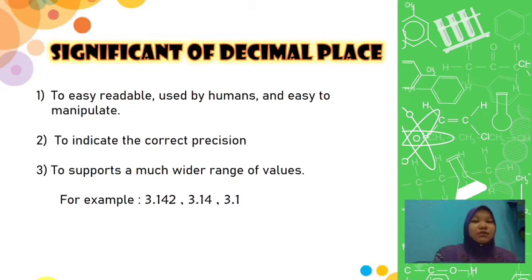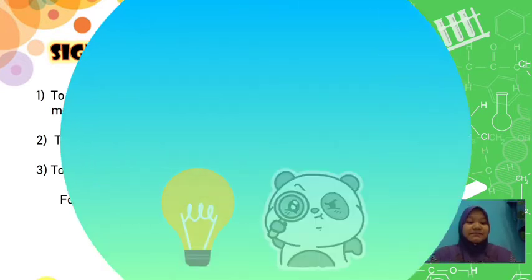Okay, now we will look at the significance of decimal places. First, it is easily readable, used by humans, and easy to manipulate. Second, it indicates the correct precision. And third, it supports a much wider range of values. For example, we have 3.142, 3.14, and 3.1. We can use all of them.